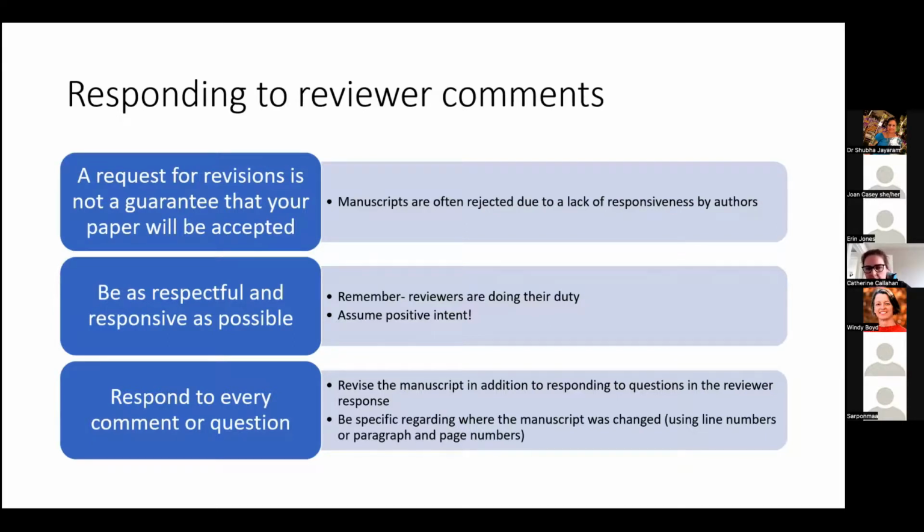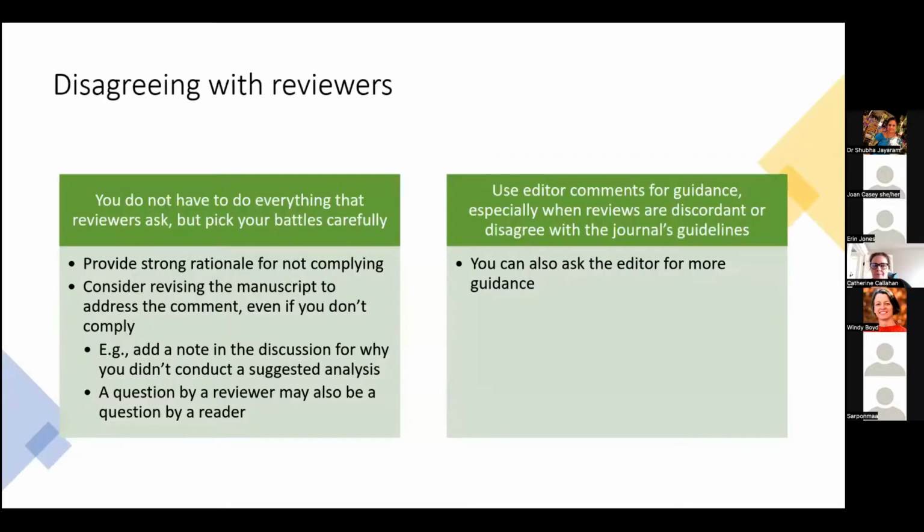When you're responding to reviewer comments, you should respond to every single comment or question. And you should also revise the manuscript in addition to responding to questions in the reviewer response. It's also helpful to make things easier for the reviewers and editors by being specific regarding where the manuscript was changed, either using line numbers or paragraph and page numbers.